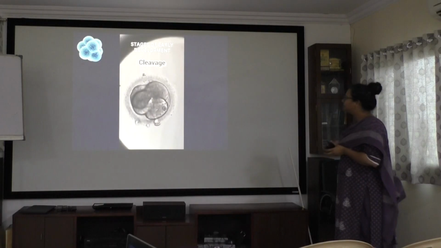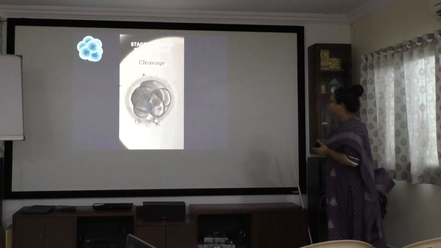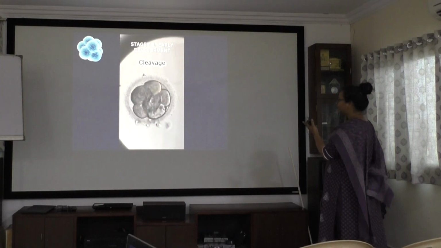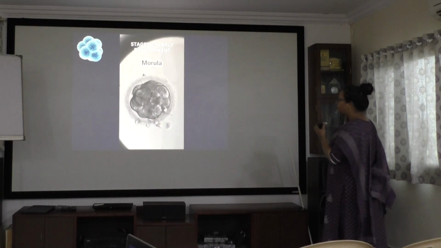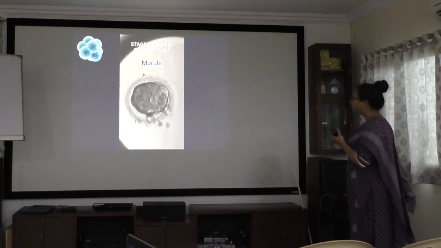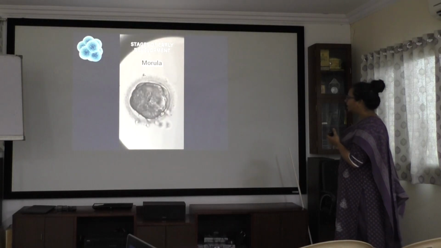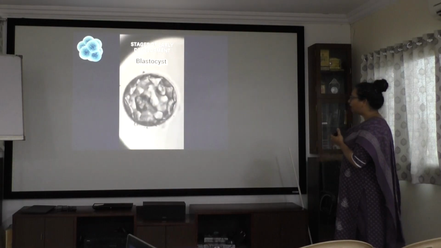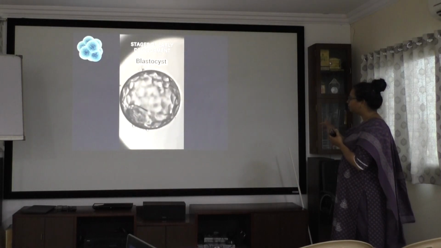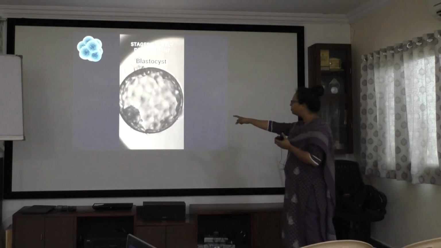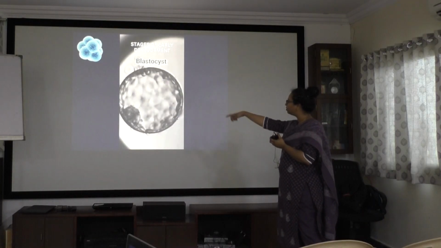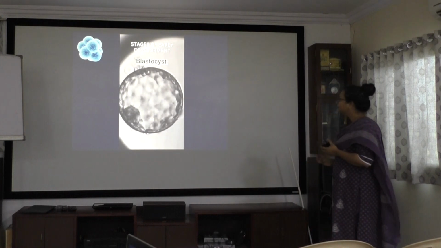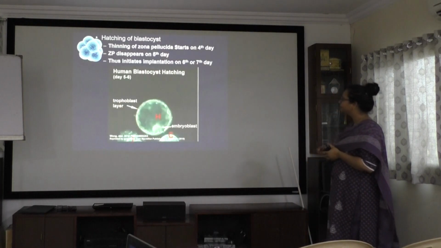This is cleavage: 4 cell, 8 cell stage, 16 cell stage, later on called the morula. Then the cells are rearranged as outer flattened cells called the trophoblast and the inner embryoblast, which is attached to one side of the trophoblast, and a blastocele is formed.